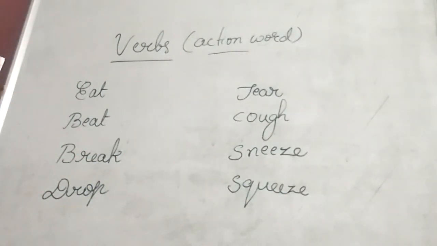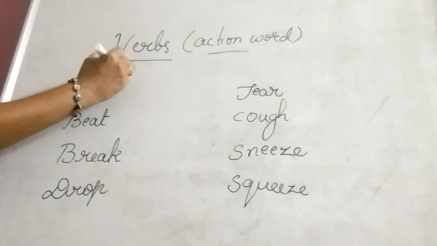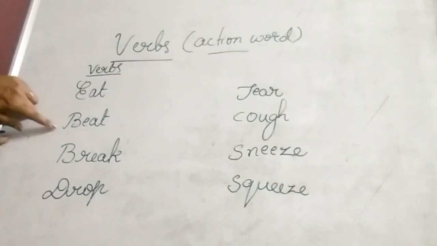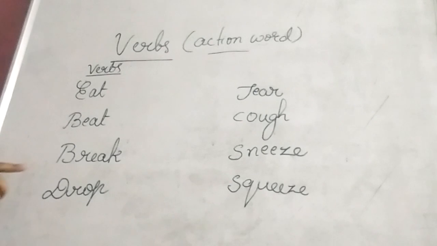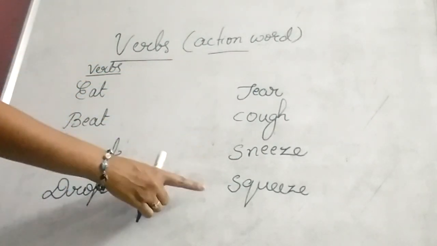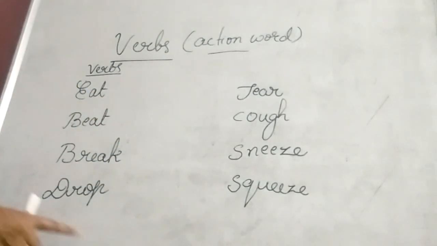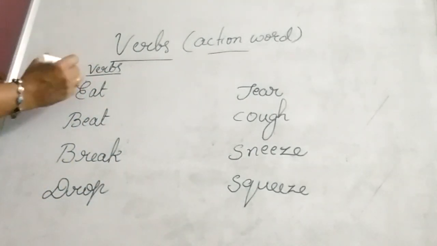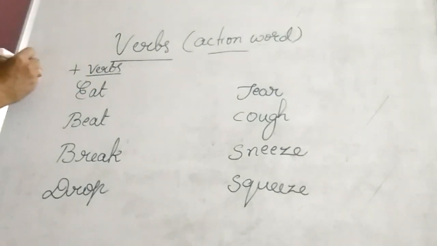Take some more time, take a notebook and write down as many verbs as possible. Now let us see how to make sentences using these verbs. Eat, it's a verb. These are verbs: eat, beat, break, drop, tear, cough, sneeze, squeeze. For these verbs, I'll add a subject.